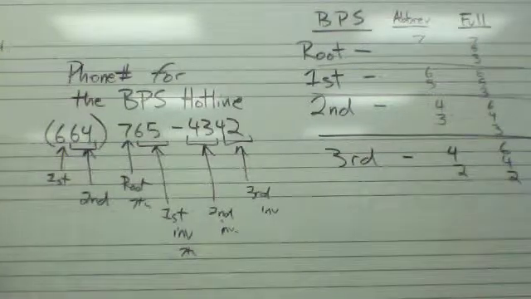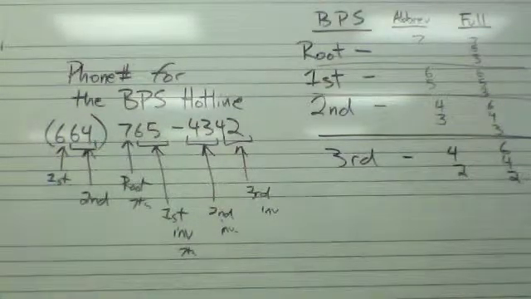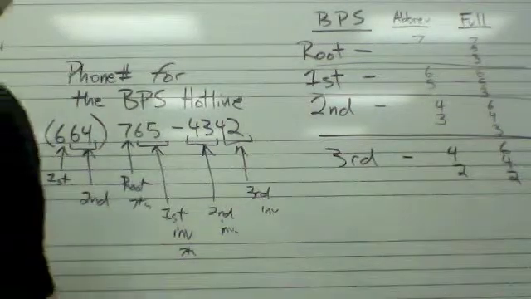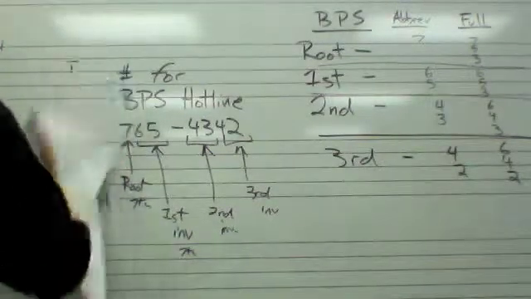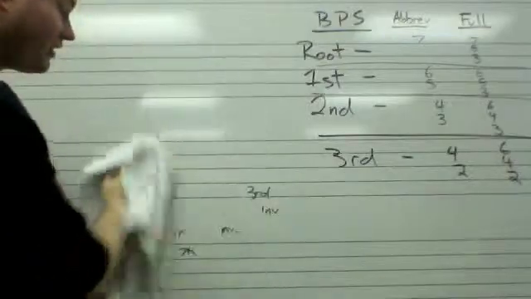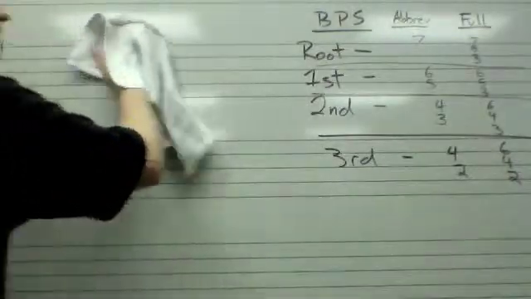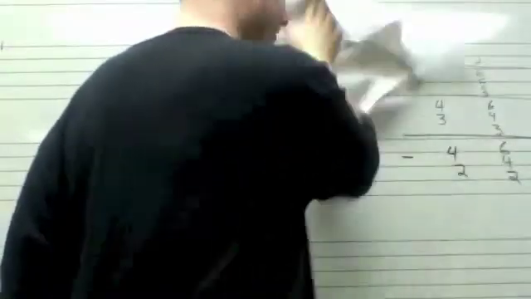So if you need help with your bass position symbols, grab the phone and dial 664-765-4342. Tells you all the bass position symbols. Okay, so just a quick review. Inversions are when chords are presented with something other than the root in the bass. Triads can be in inversions. 7th chords can be in inversions.